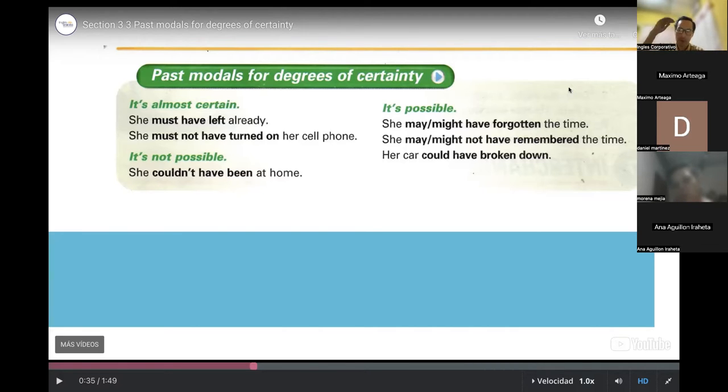So we have must, 100%. Then we have could, might, may, and couldn't. This is the order of the structure. Is that okay?